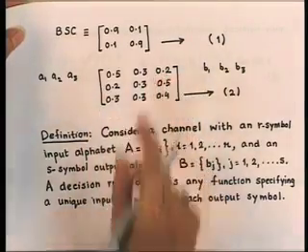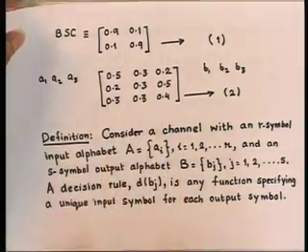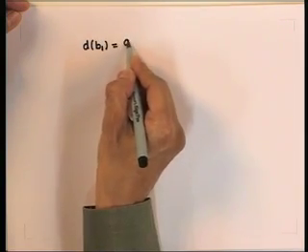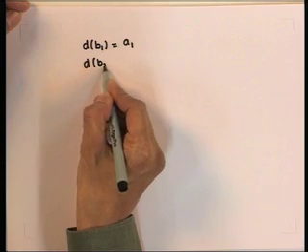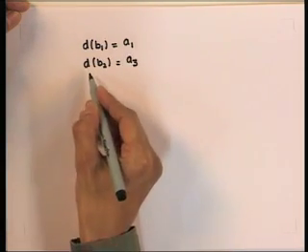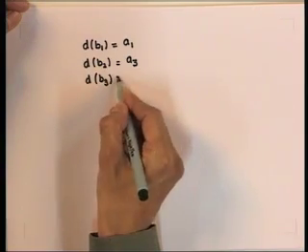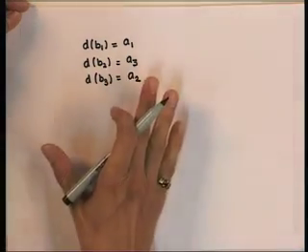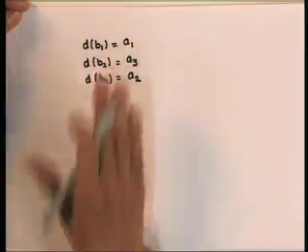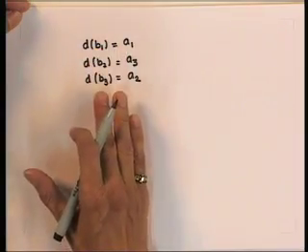Let us take the earlier example which we had discussed. For this channel matrix, now we can write a maximum likelihood decision rule as follows: d of B1 is equal to A1, d of B2 is equal to A3, and d of B3 is equal to A2. Now, it is important to note that this rule is not unique. There are in fact 3 maximum likelihood decision rules for this channel.